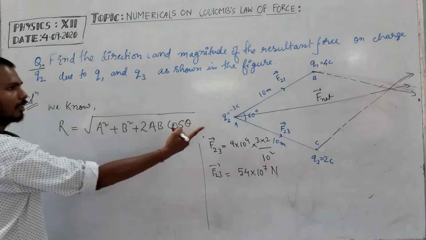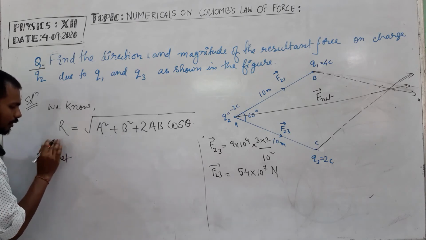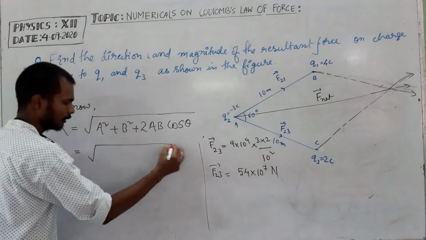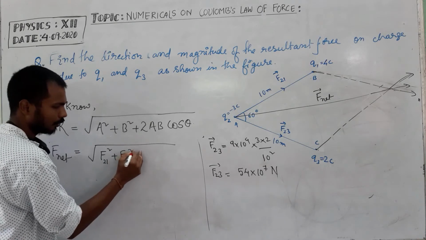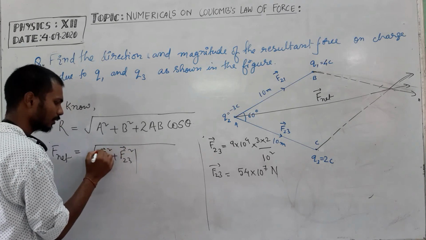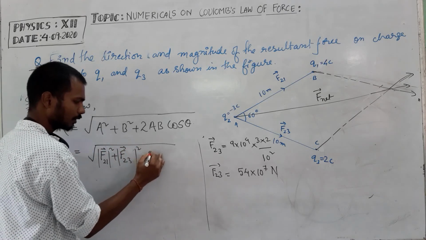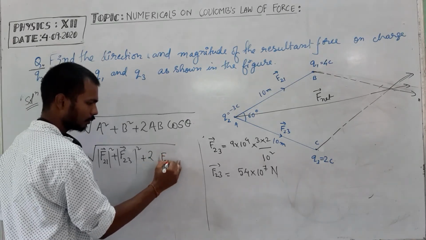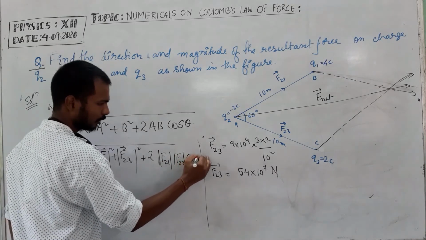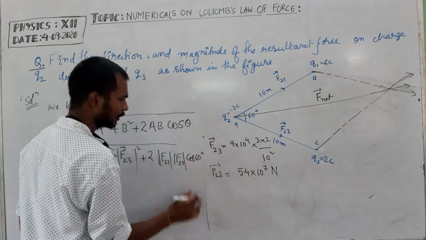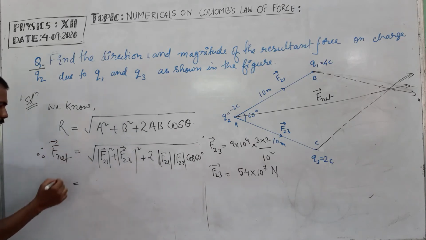Now use this formula to find the value of F net. Therefore, F net is equal to root over F21 whole square plus F23 whole square, that is the square of the magnitudes, plus twice F21 F23 cos 60 degree. 60 degree is the angle between these two forces.